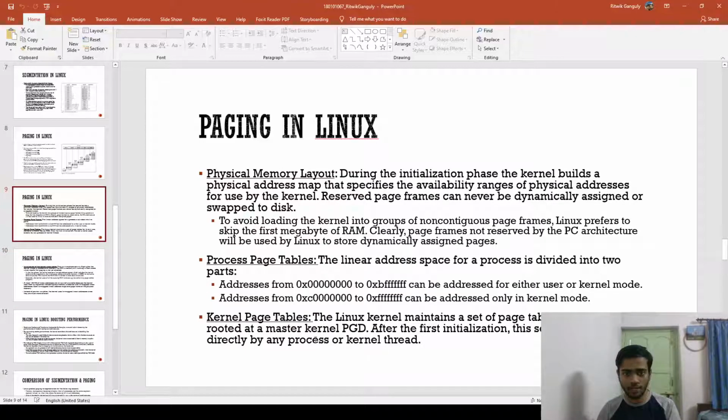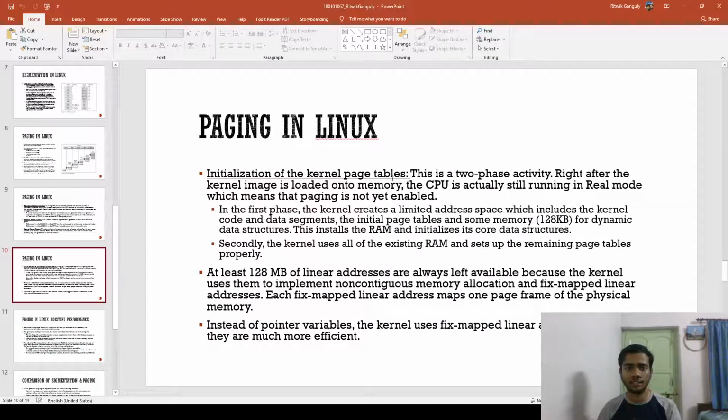Here we have learned the kernel maintains a set of page tables for its own use. So how do we initialize them? This is actually a two-phase activity. Right after the kernel image is loaded onto memory, the CPU is still running in real mode, which means that paging is still not enabled. So the kernel has to enable it externally.